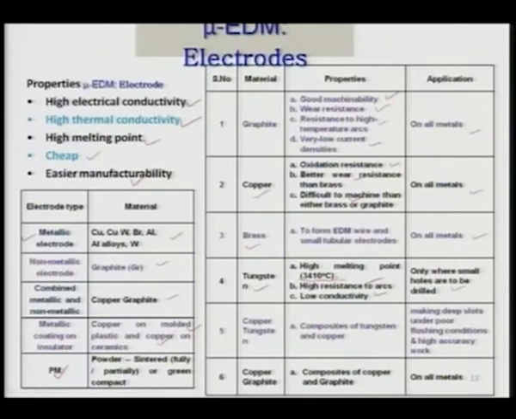Copper tungsten is used as a composite of tungsten and copper, for making deep slots under poor flushing conditions and for high accuracy work. Then you can have a combination of copper graphite, a composite of copper and graphite, and again it can be used for all metals. This way you can see these are the various kinds of materials which are used for making the tool or the electrode, and they are the same as you use in the macro EDM process.